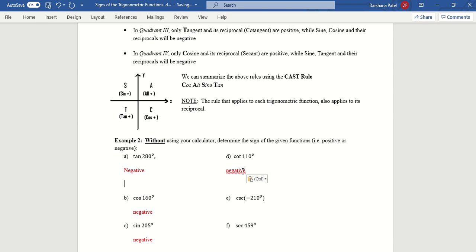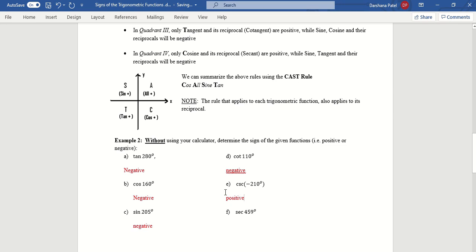Very similarly, cosecant negative 210. Negative angles go in the clockwise direction. So it's 0, negative 90, negative 180, I go down by 90s every time, so negative 270. So negative 210 is in the second quadrant. Because in the second quadrant sine is positive and cosecant is the reciprocal of sine, this will be positive here.